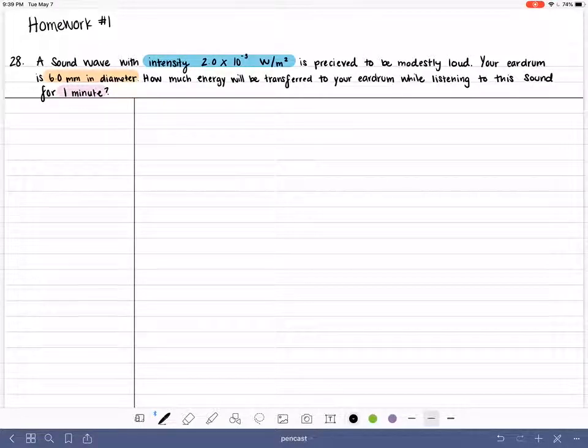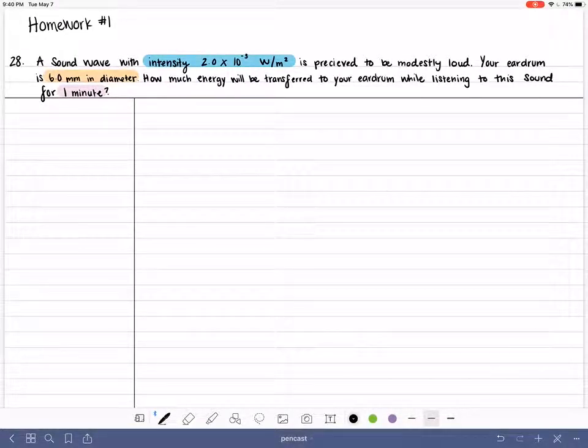And the problem goes: a sound wave with intensity 2.0 times 10 to the negative third watts per meter squared is perceived to be modestly loud. Your eardrum is 6.0 millimeters in diameter. How much energy will be transferred to your eardrum when listening to this sound for 1 minute?